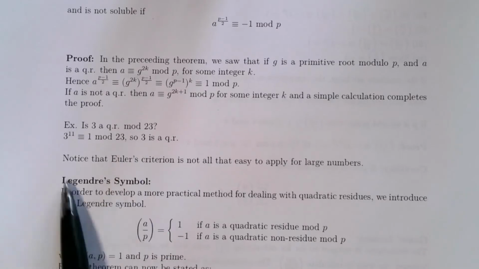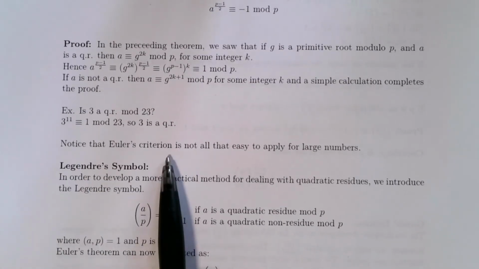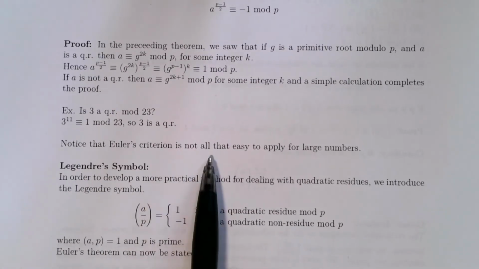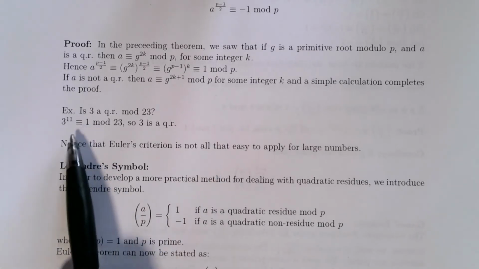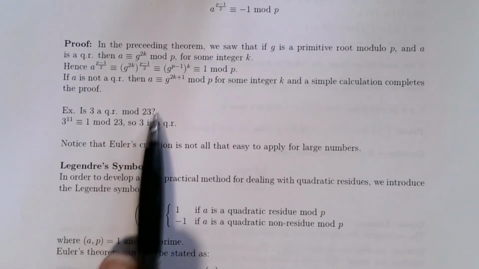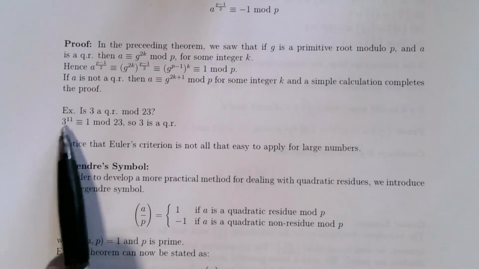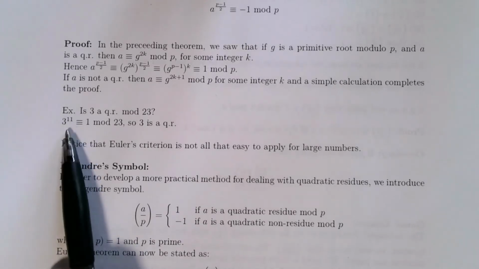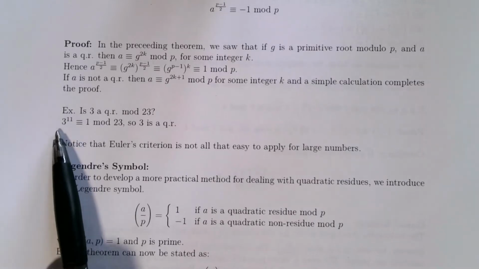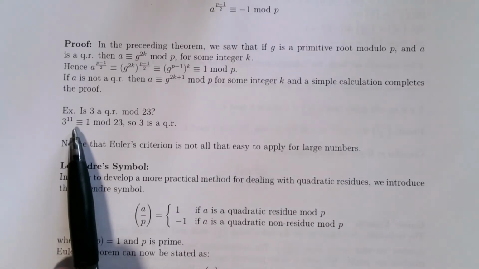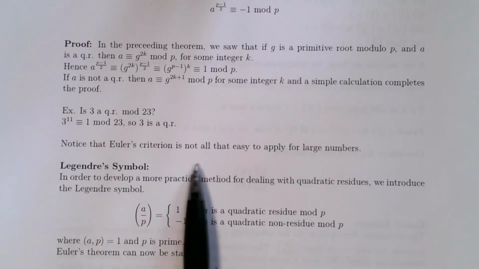So note that Euler's criterion is not all that easy to apply for large numbers, because for large primes this power is going to be big, and this is going to take quite a bit of computation. So we're still going to need some more machinery to be able to deal with large numbers, but Euler's criterion is not a bad start.